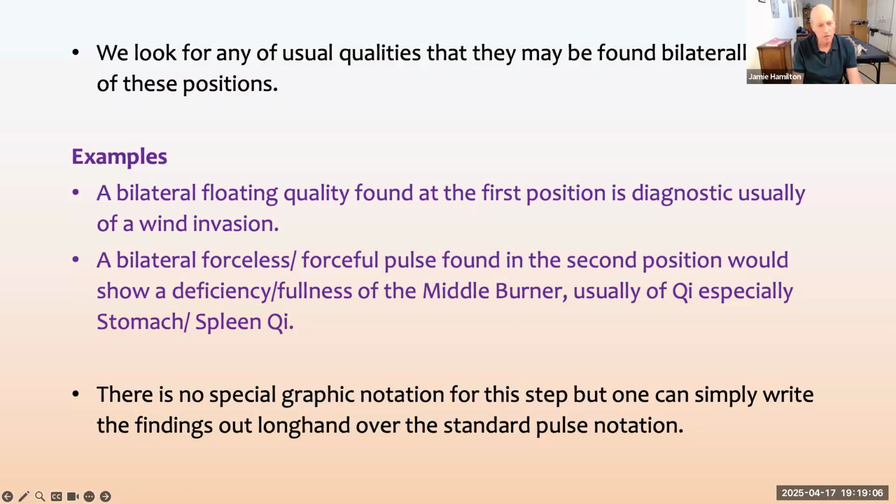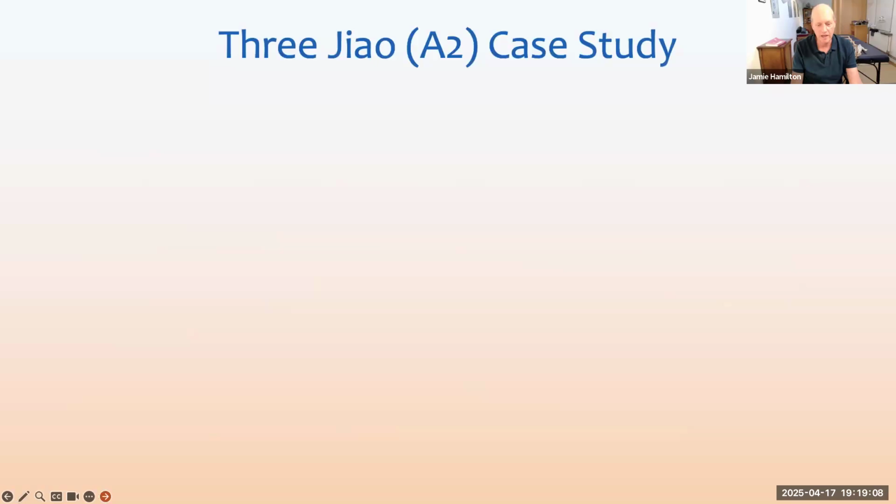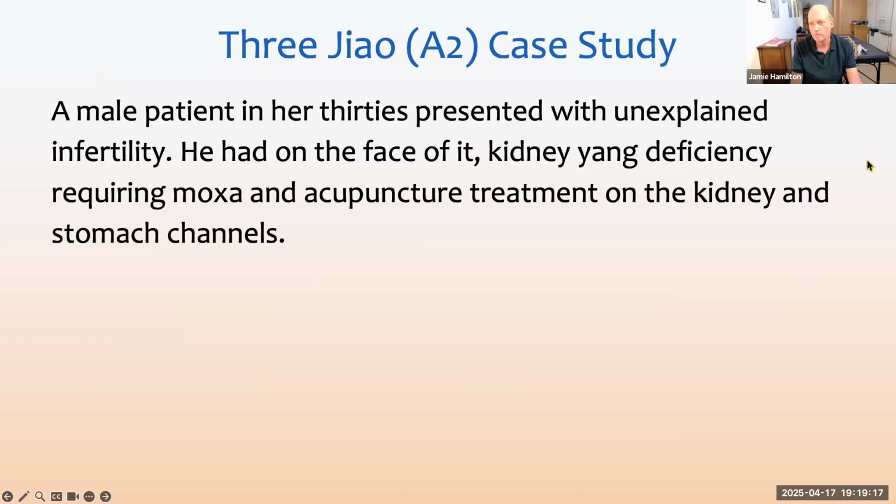Hey, so what we are doing is a case study for the 3 Jiao. This was somebody who had infertility. A male patient presented with unexplained infertility. He had, on the face of it, kidney yang deficiency. And when I say on the face of it, it was pretty clear that it was kidney yang deficiency.